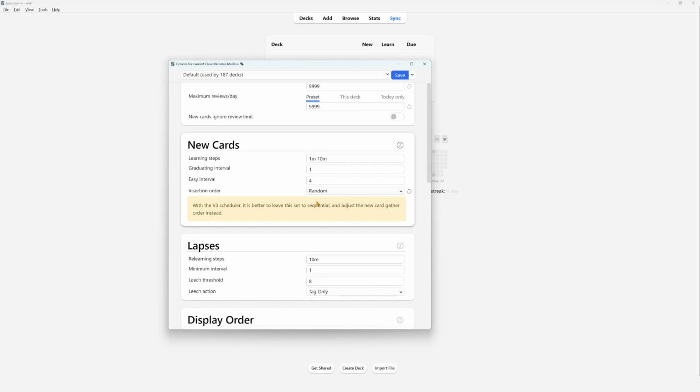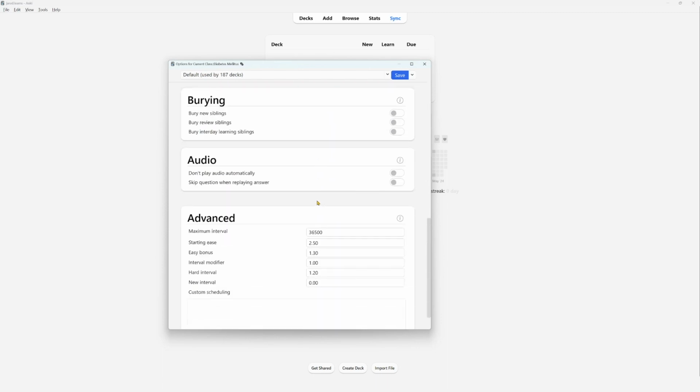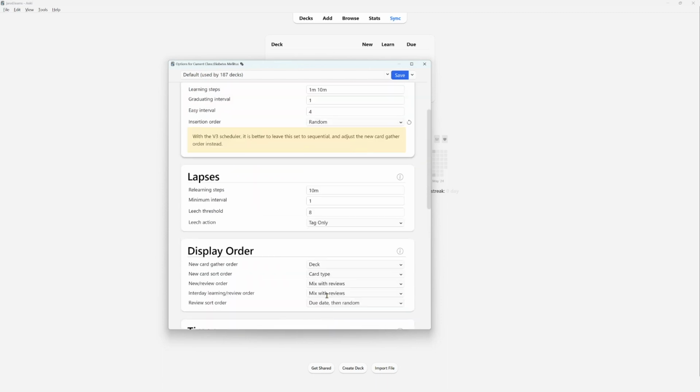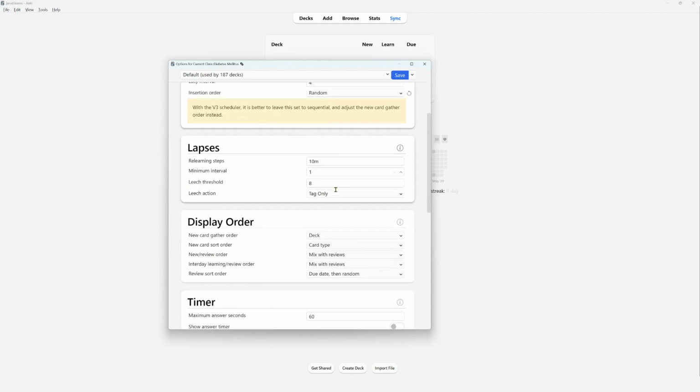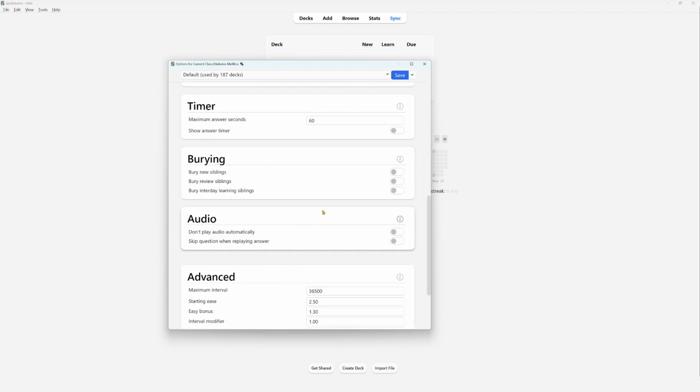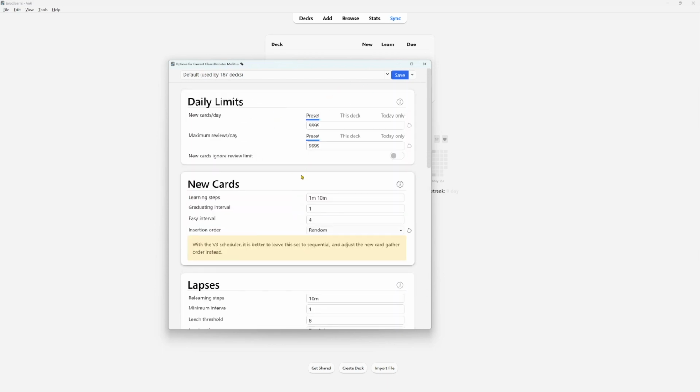So 9,999 maxed out here, I don't touch this. I keep this on random. And then everything else I found to be pretty A-okay for me. Like I said, you can go down a big rabbit hole in all this other stuff. I don't touch that, and I changed these two things.